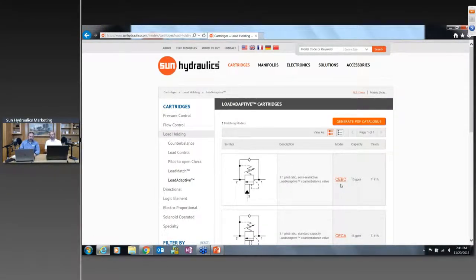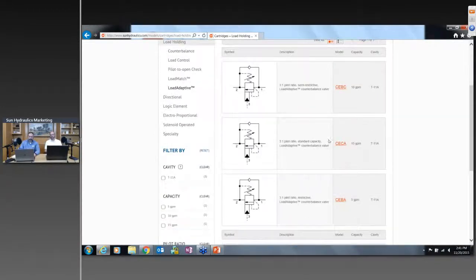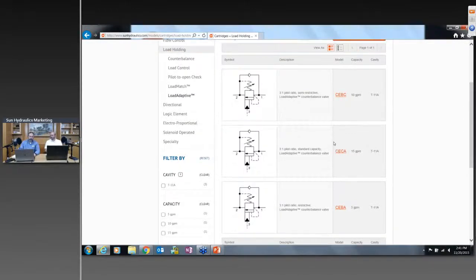So if you're familiar with our model code today, let's say you're using a CBCA, which is the T11A 3-to-1 counterbalance valve, and you wanted the load adaptive valve, you would order the CECA instead. Just replace that one letter.